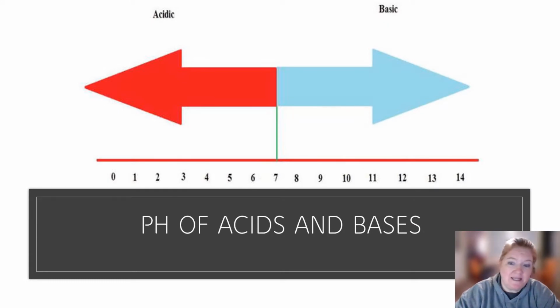So remember acids and bases. Acids have low pH, 0 is the lowest. Bases have higher pH, the highest is 14. 7 is neutral.